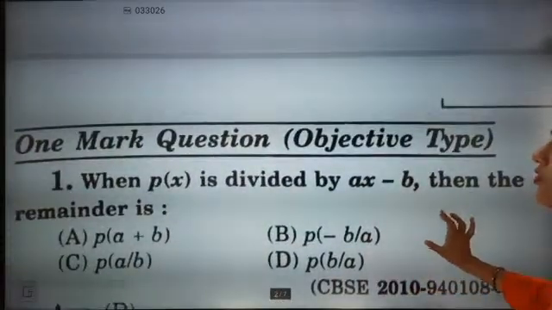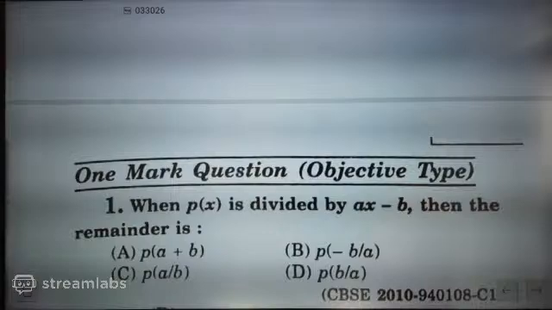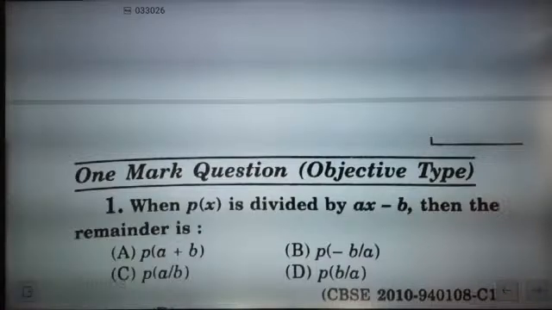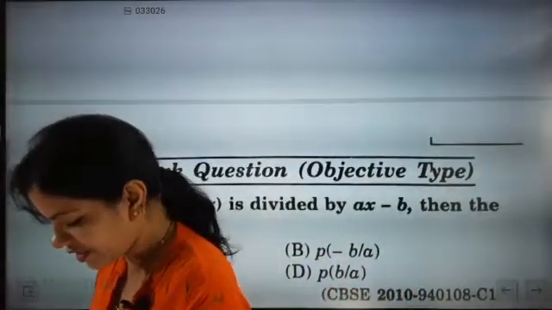Shall we go for this question? When P of x is divided by ax minus b, then the remainder is, what could be the remainder here? When P of x is divided by ax minus b.